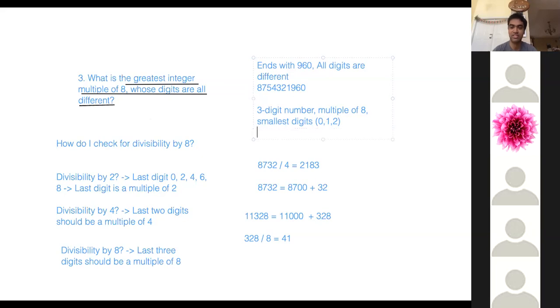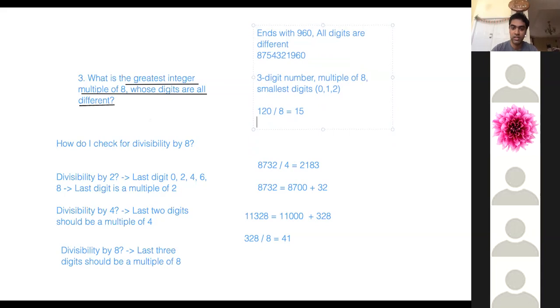120. Good. Yep, 120 works. 120 divided by 8 is 15. Okay, so now let's say the last 3 digits is 120. What is the largest number that works? You can have all distinct digits. You can use all the digits from 3 to 9. 9876543, then after that, 120. Yes. And this is the answer.